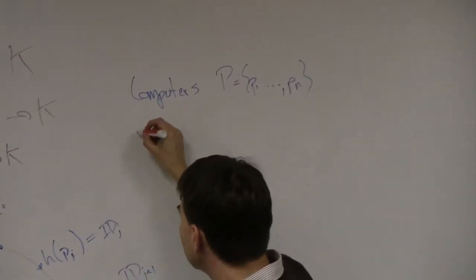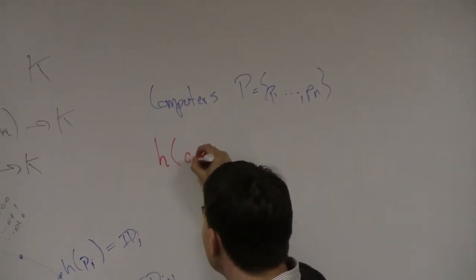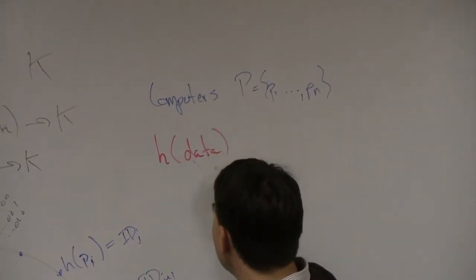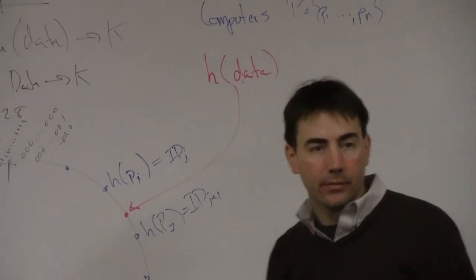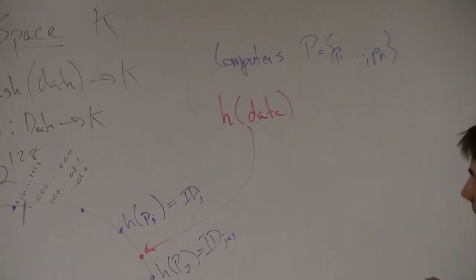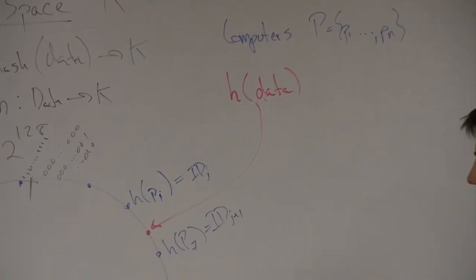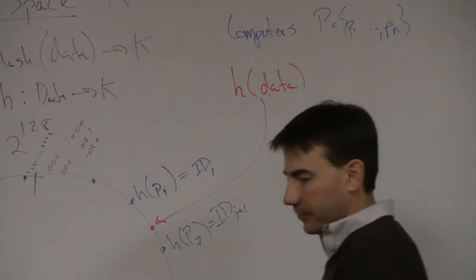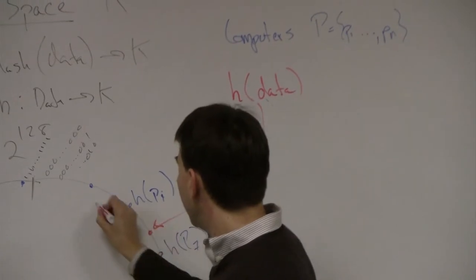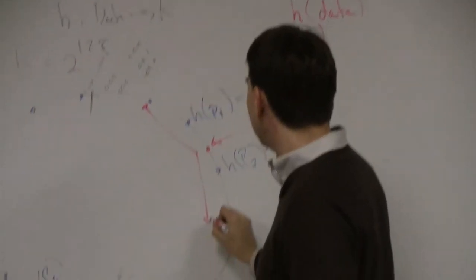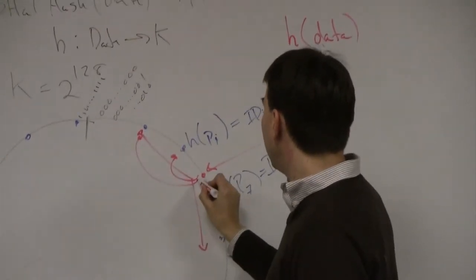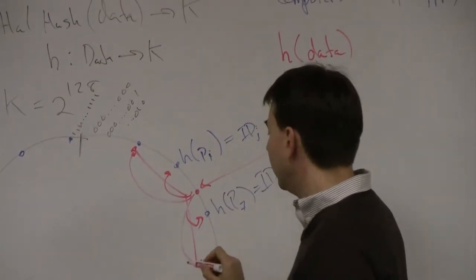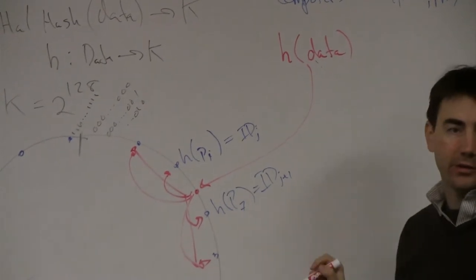So you're also going to hash your data, and this data may hash to a point right here. Now what you're going to do is look at some number of neighbors in every direction, and store this data on these neighbors in the key space.